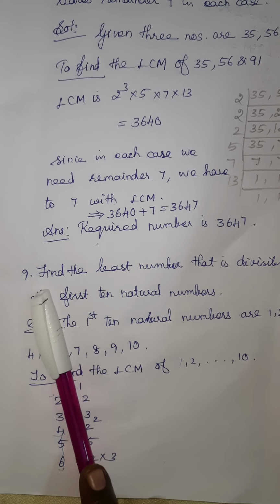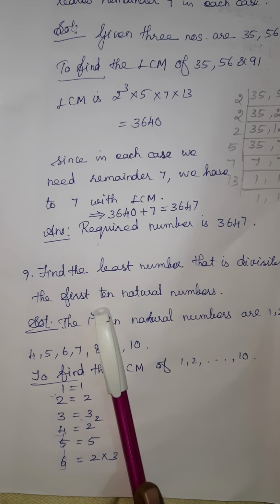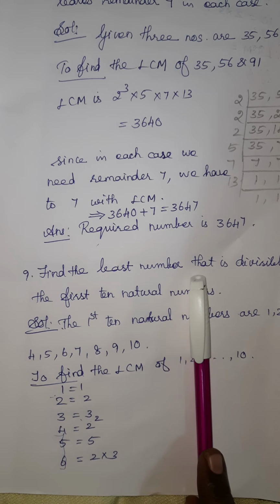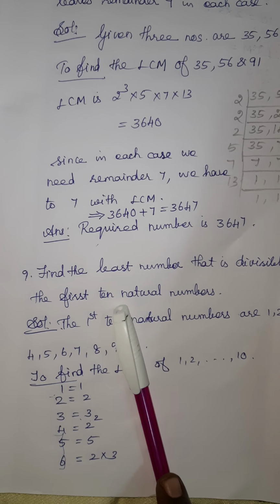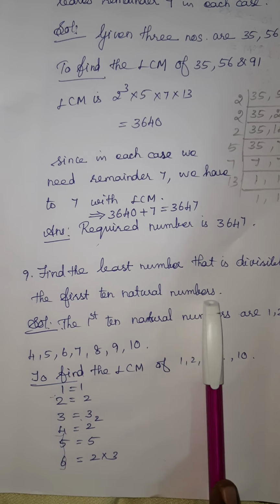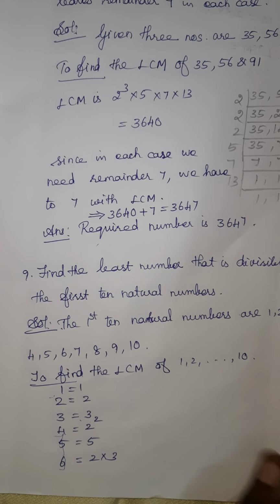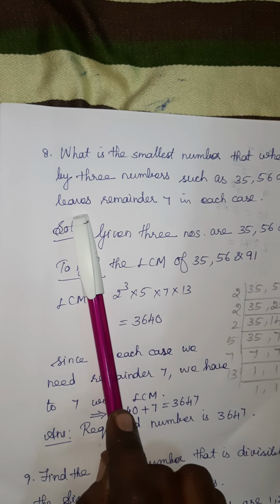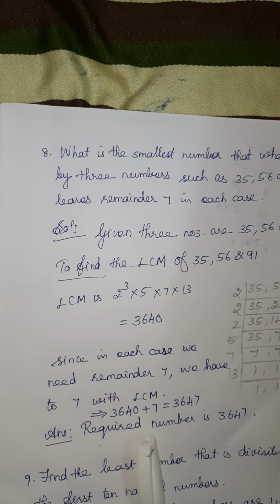See the ninth question. Find the least number that is divisible by the first 10 natural numbers. They just asked for the least number, there is no other condition. So if you find the LCM of these 10 natural numbers, it is the answer. Understood? What about the eighth question? There they mention the least number, but they gave one more condition, leaves remainder 7. So we added 7 to that number.